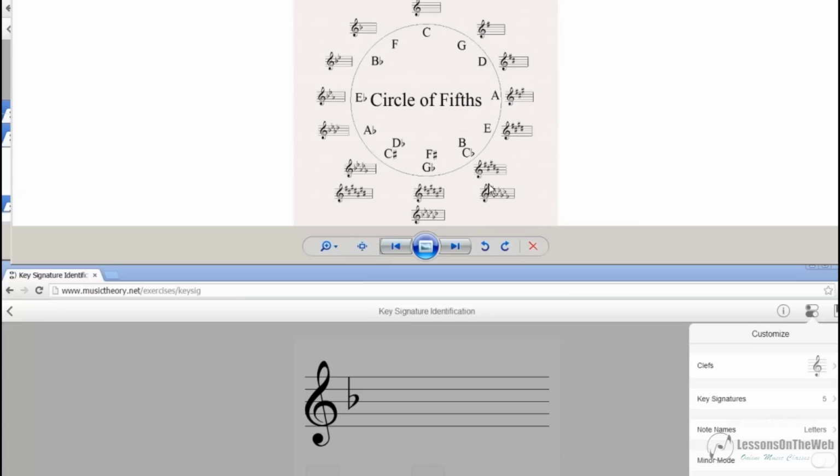I know it's a lot to take in, but use the musictheory.net/exercises/keysig. I'll try to put that in the description for you, and basically just practice these key signatures, because it's very important later on as we learn more theory that you understand and you know your key signatures.